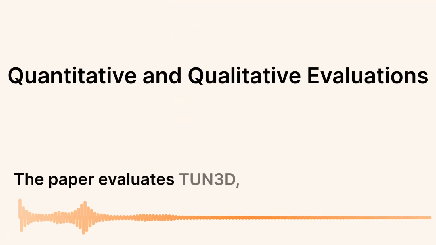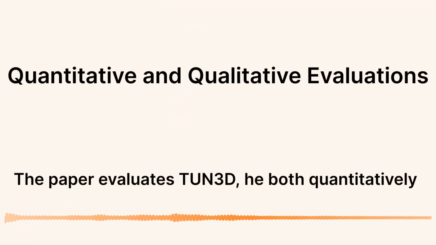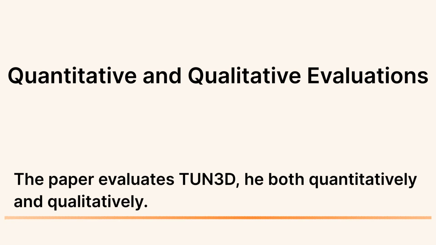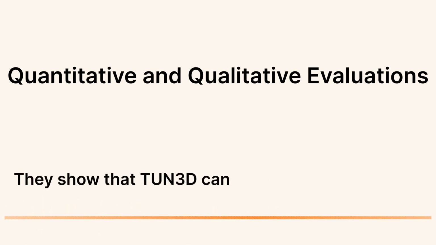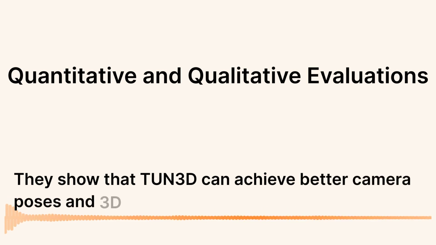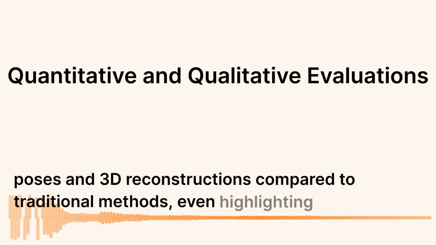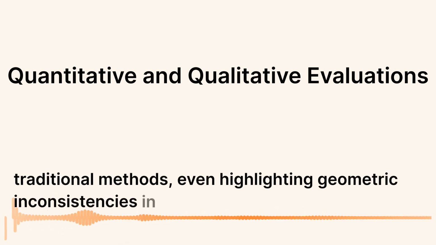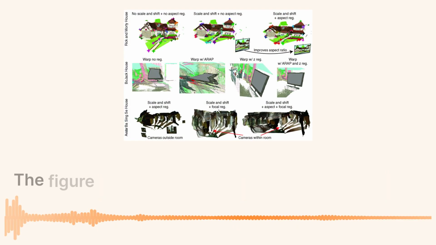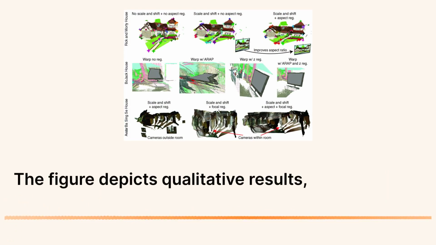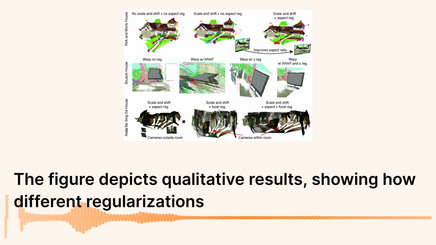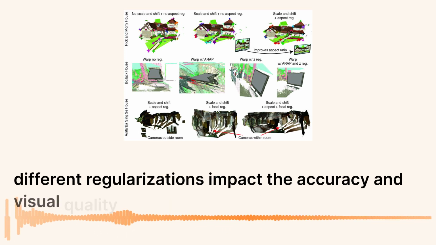The paper evaluates Toon3D both quantitatively and qualitatively. They show that Toon3D can achieve better camera poses and 3D reconstructions compared to traditional methods, even highlighting geometric inconsistencies in the original drawings. The figure depicts qualitative results, showing how different regularizations impact the accuracy and visual quality of the reconstructions.